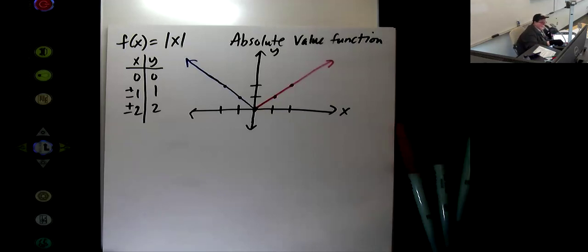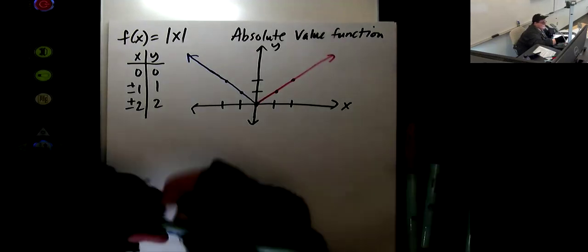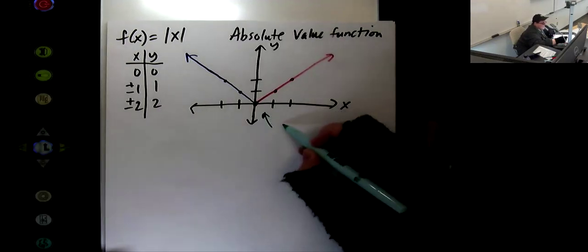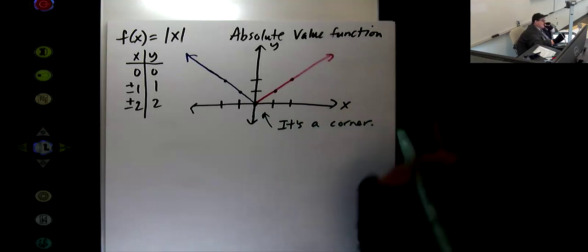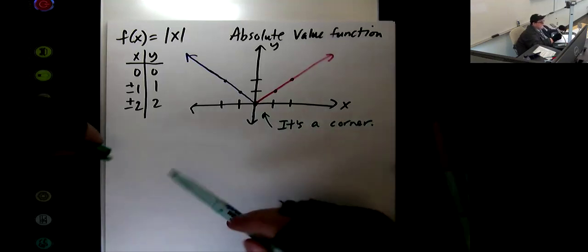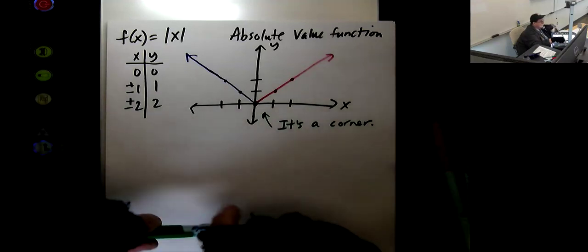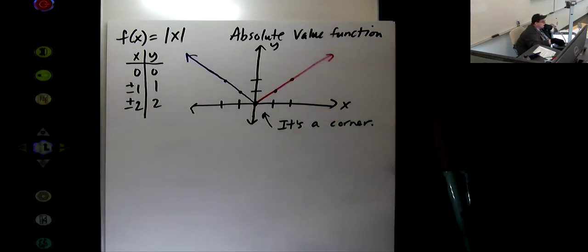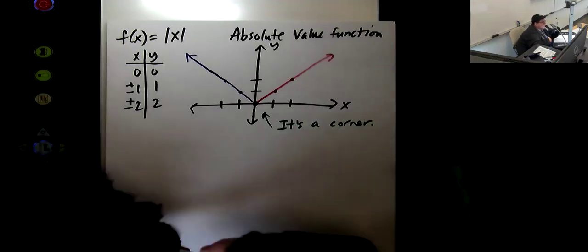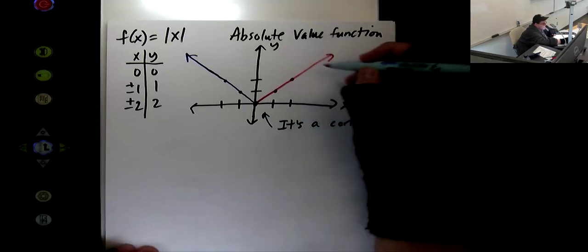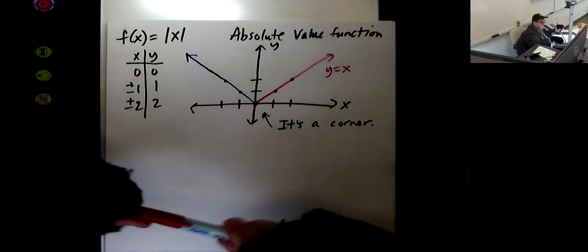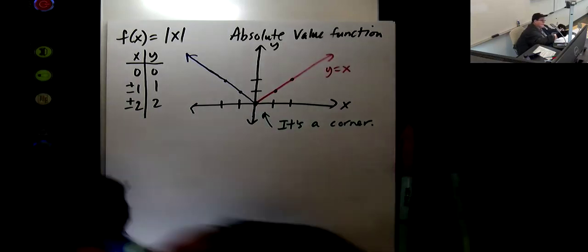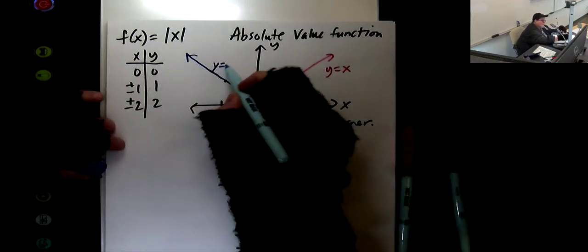Okay, this one actually does, this is a nice crisp point. It's a corner. All the other graphs have been rounded. This one is a corner. In fact, if we just look at the right side of the graph, this looks like y equals x. And when we look at the left side of the graph, this looks like y equals negative x.